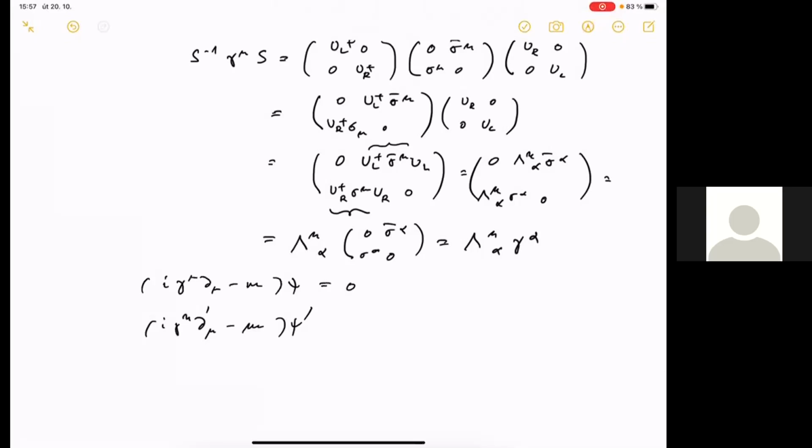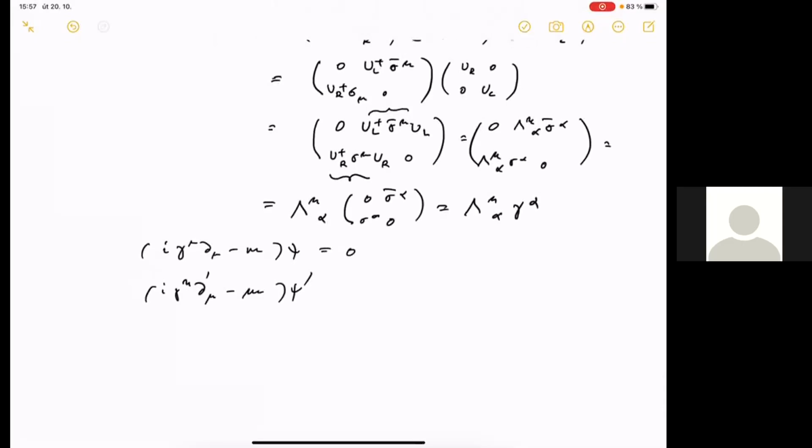And let us remind you of the transformation property of psi as a field. This psi primed of x primed is just this matrix S lambda times psi of x, where this x primed is the Lorentz transformation of x. So let us calculate this transformed Dirac equation taken as a function of x prime. So what do we get?